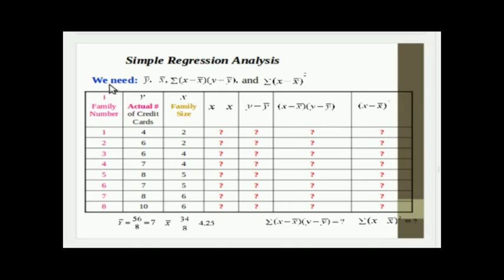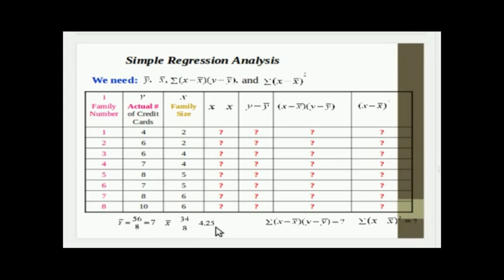We need to calculate the values of x bar and y bar, then the sum of the differences from the mean value of x, and at the end we will take the square of it. We have already calculated the value of y bar, that is the total number of actual credit cards divided by the number of families. So it is equal to 7.